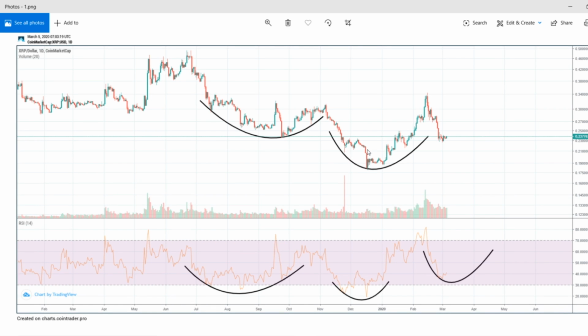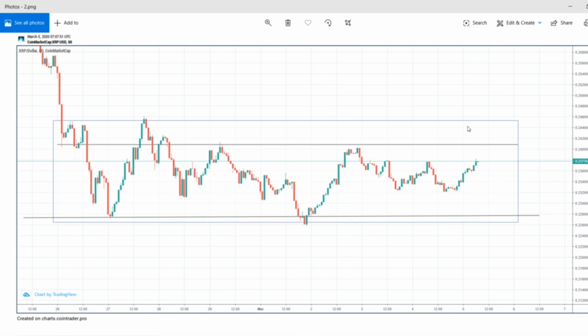In this one, we can see there is a potential head and shoulders pattern forming, and it's not completed yet and it's not confirmed yet. Unless we have a move like this, it's not confirmed. But looking at the RSI, the chances of this happening are high. If you don't want to look at the head and shoulders, you can draw a rounded bottom here, which also fits in there.